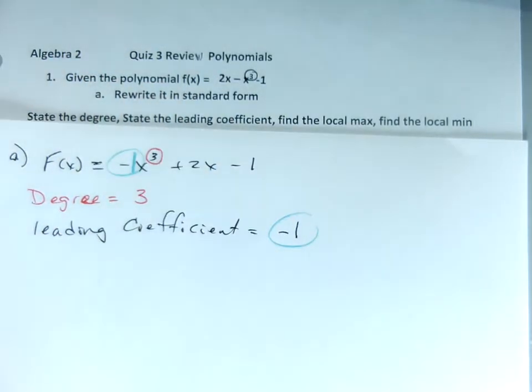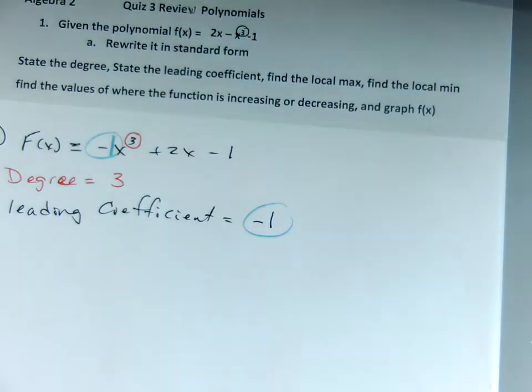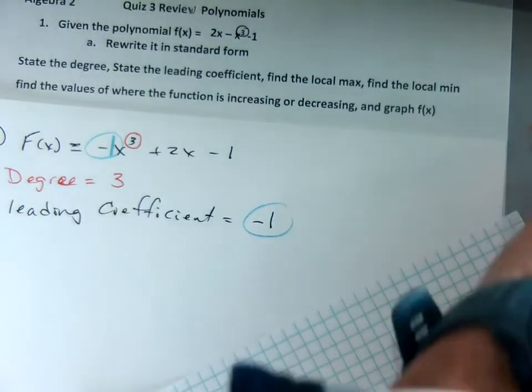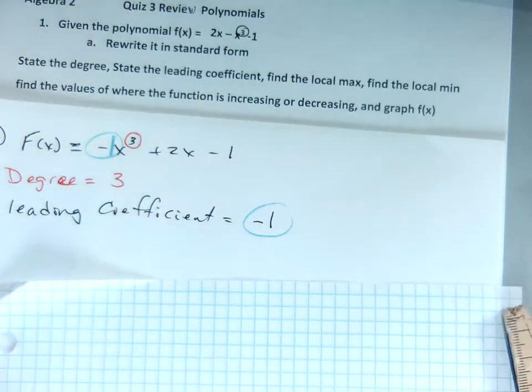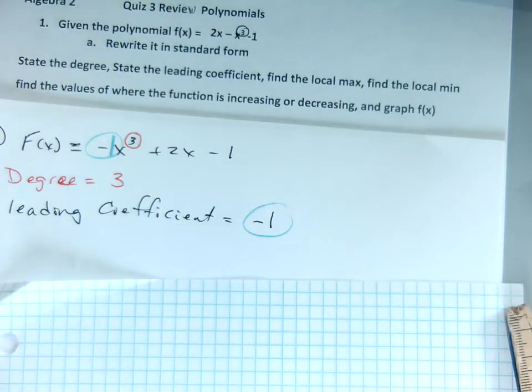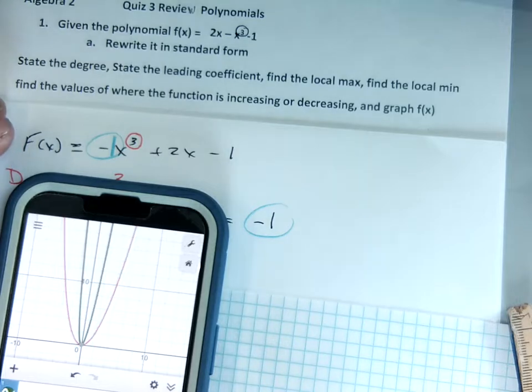Okay, there you go. Local mins, local max, and find values where it's increasing, decreasing. So I want to graph this one, and I want to put it on graph paper so I can see it. So I'm going to put it in my Desmos. You guys can use Desmos right off the bat, and then I'll take your phones away, and we'll do the rest of the test without Desmos. Okay, so here we go, Desmos. Let me graph this thing.